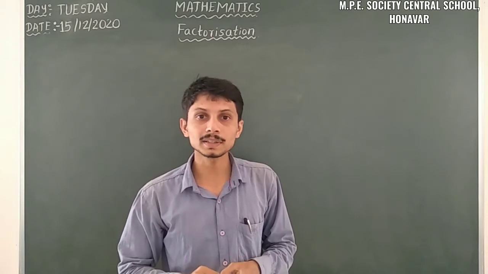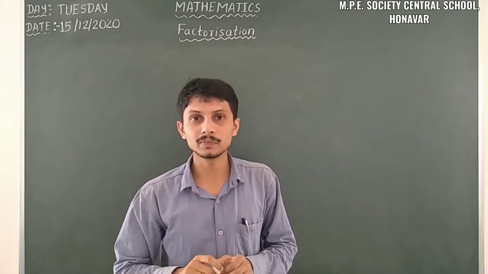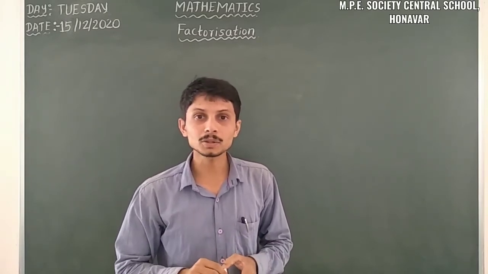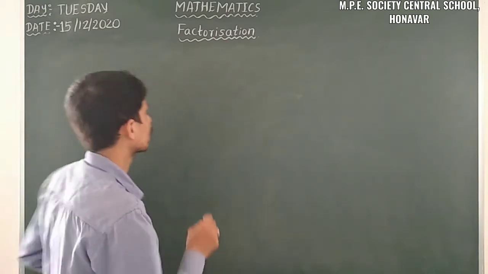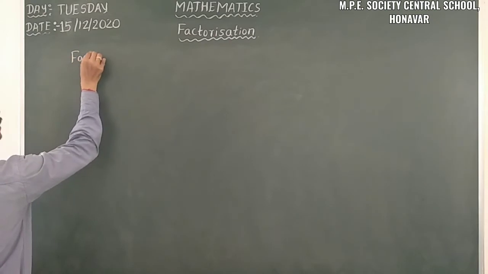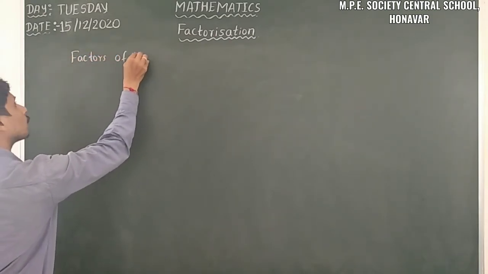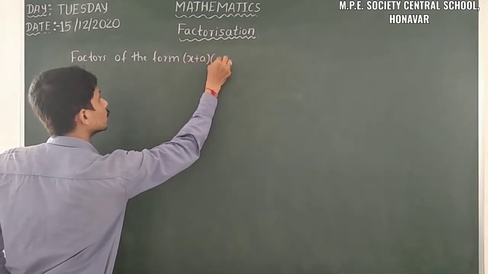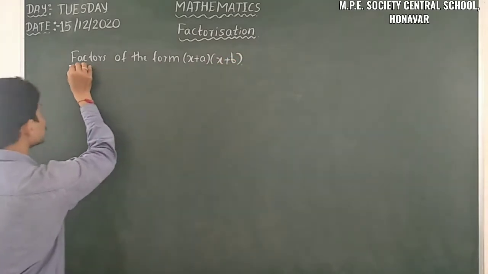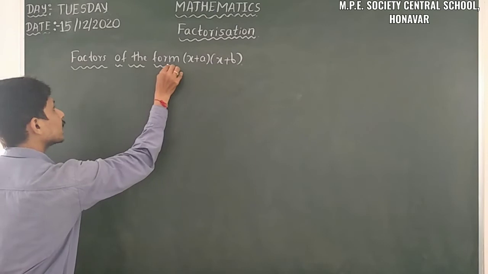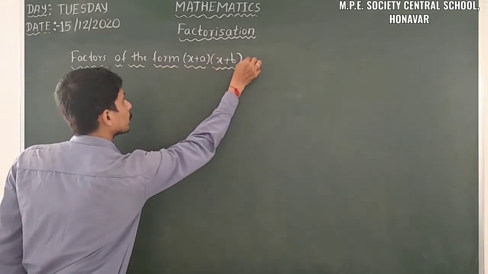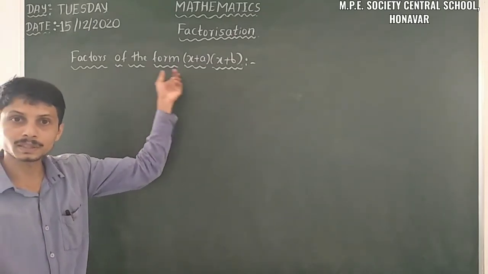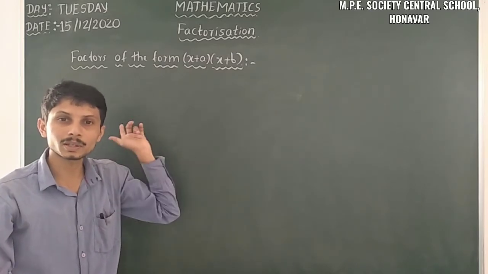So let us move on to the next topic, where we have to take another identity. We already know that one, that is x plus a into x plus b. So let us take factors of the form x plus a into x plus b. Here we have to discuss factors of the form x plus a into x plus b. That identity we already know, so that one we have to use here.